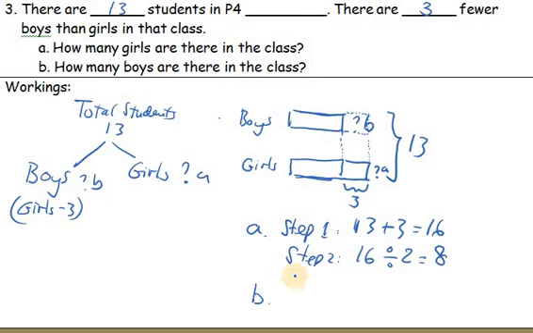And then question B, how many boys are there in the class? We can use 8 minus 3 is equal to 5, or we can say 13 minus 8 is equal to 5. 13 is the total students, we know 8 are girls, then we just minus 8 and we know the number of boys. So this is how we answer the question. You see, if I put the numbers over here, girls is 8, and girls minus 3 is 5. So this is how we get the answer.